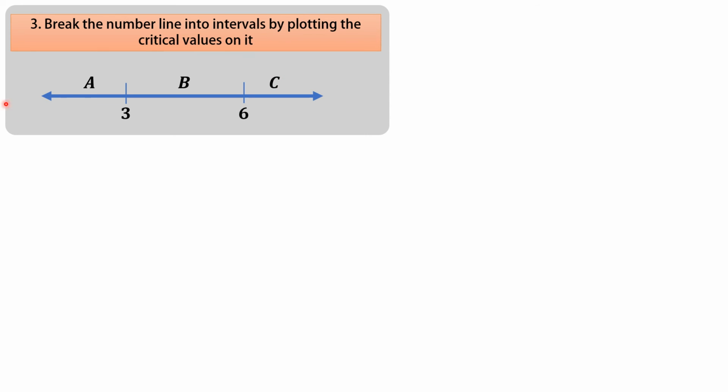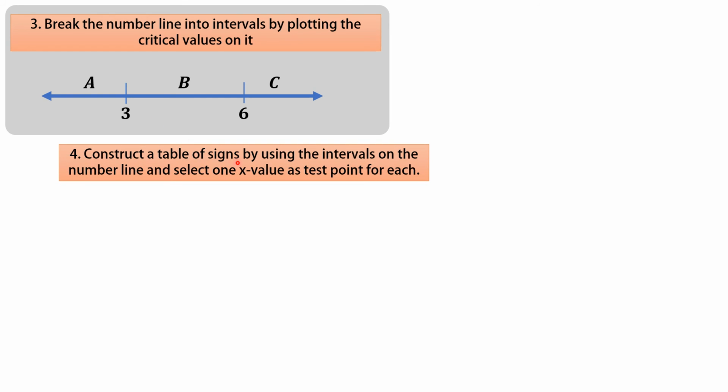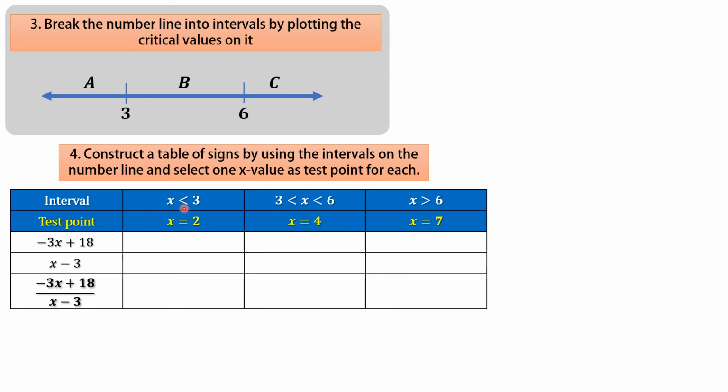After breaking the number line into intervals, the next step is to construct a table of signs using the intervals on the number line and select one x value as a test point for each. So we must select one value for point A, point B, and point C. So here is the table. The interval is like this. Point A, that is x is less than 3, since that is before number 3. And then for point B, that is in between 3 and 6, the interval must be like this.